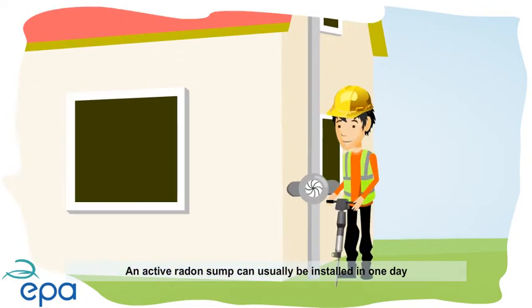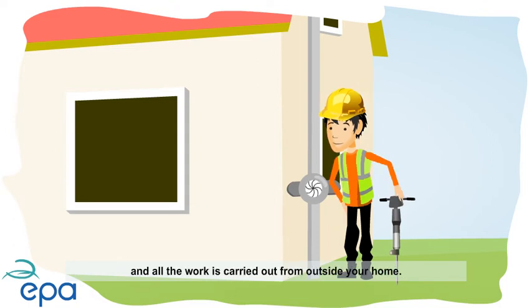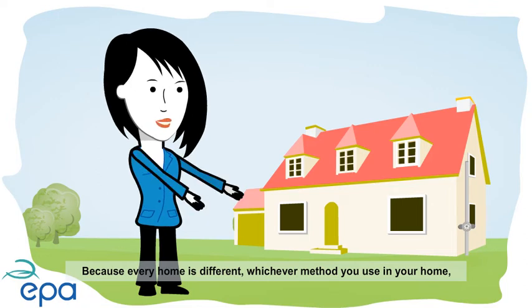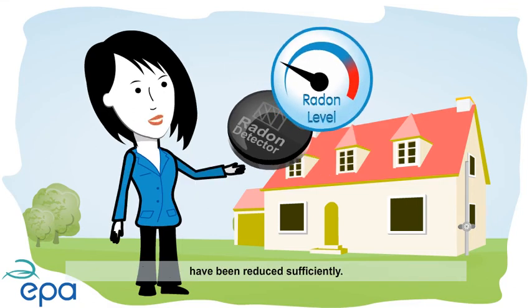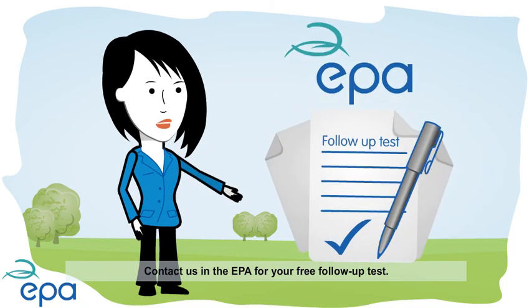An active radon sump can usually be installed in one day, and all the work is carried out from outside your home. Because every home is different, whichever method you use in your home, it is very important to retest to ensure the radon levels have been reduced sufficiently. Contact us in the EPA for your free follow-up test.